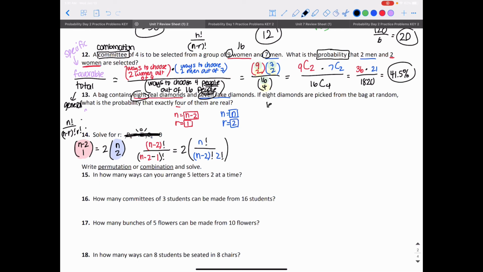I'm going to focus in on the left, and then I'm going to focus in on the right, and I'm going to bring them back together and solve. So I want to solve for n. That's the point of this.